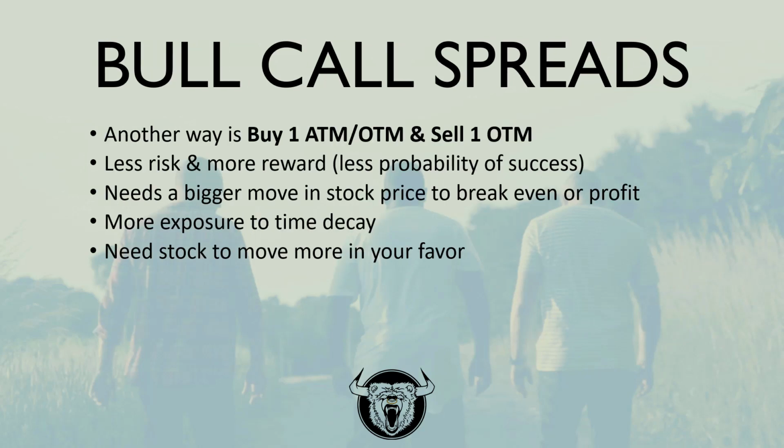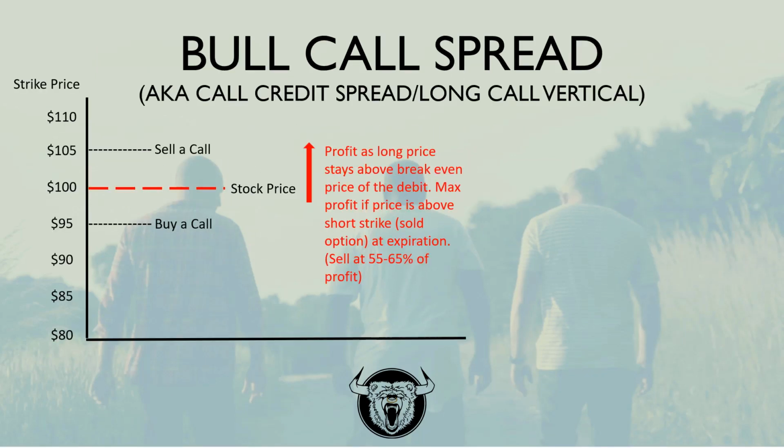Another way that you can do a bull call spread is to buy one at the money or out of the money and then sell one out of the money. It's less risk and more reward. However, it's less probability of success or probability of profit because you need a bigger move in the underlying price of the stock to break even or profit, and you have much more exposure to time decay, so you need a bigger move in the stock to move more in your favor.